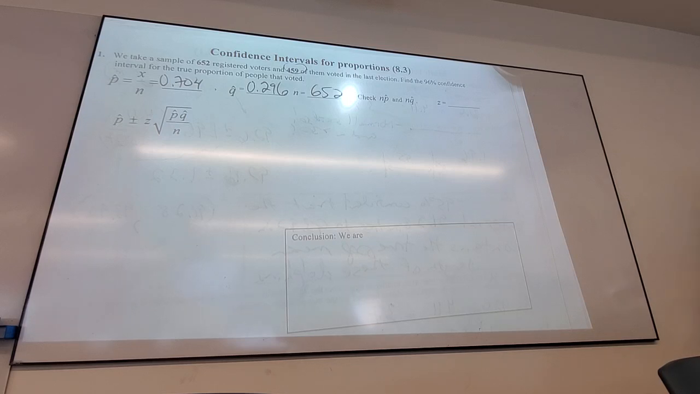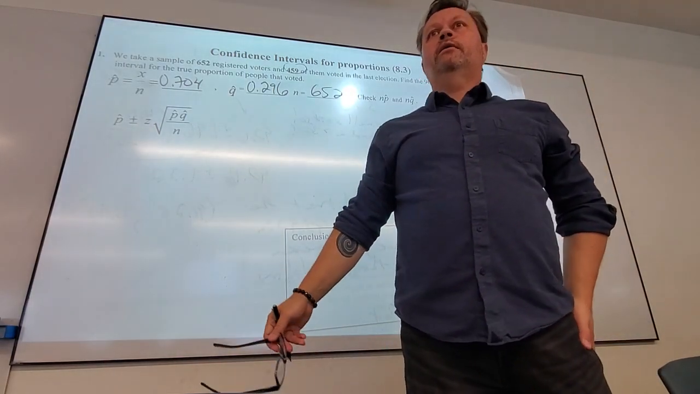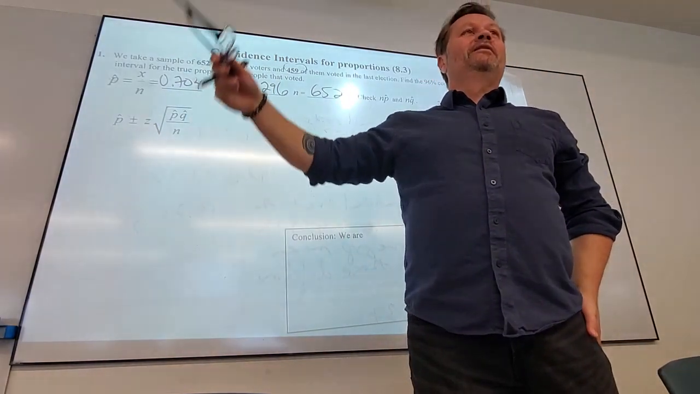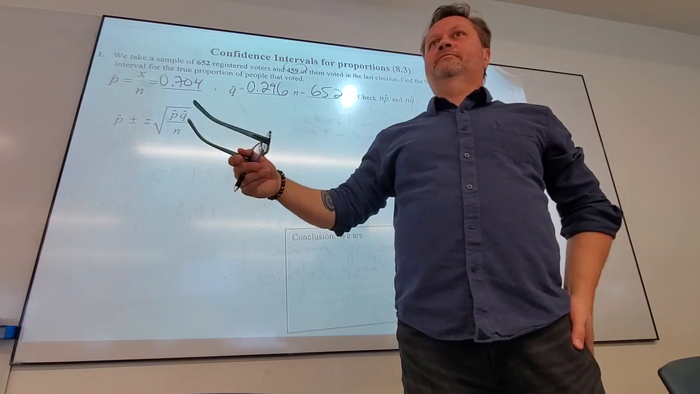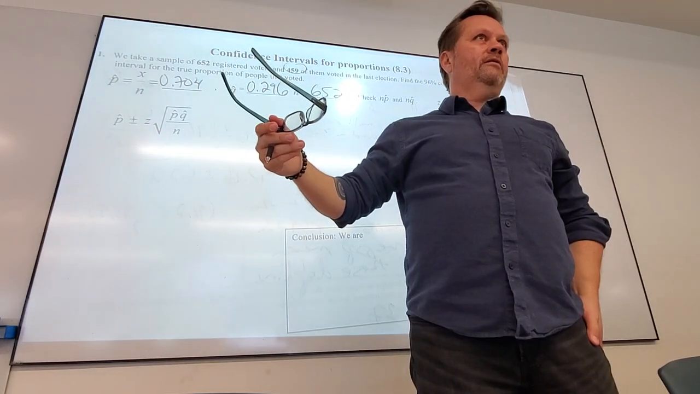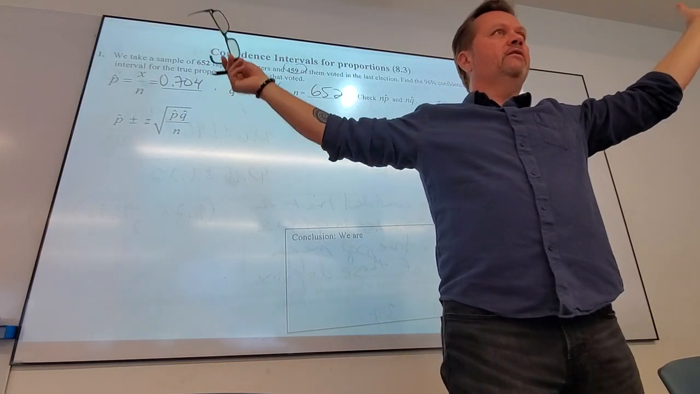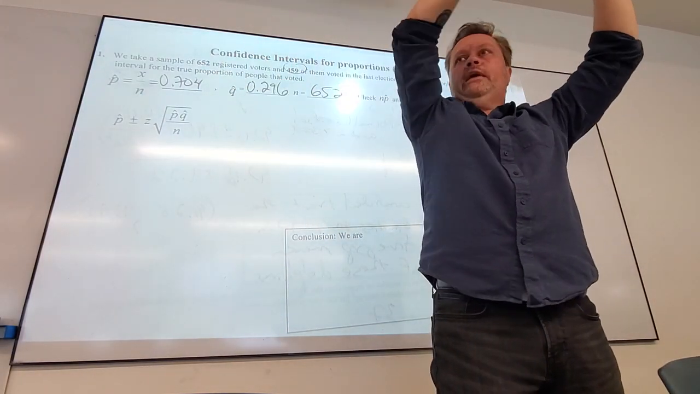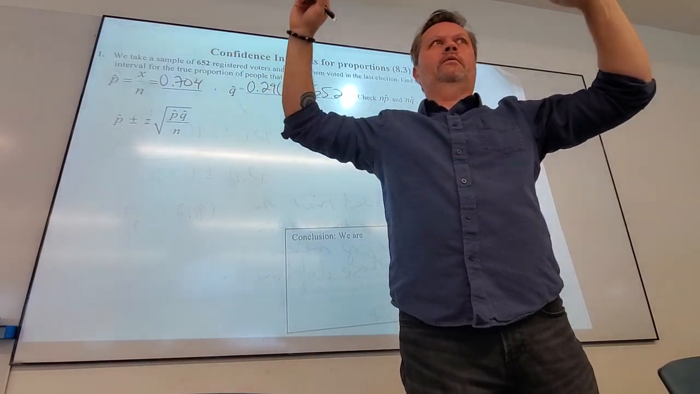So if I said I talked to 80 people and 14 of them like lasagna, what's p hat? 14 divided by 80. 14 out of 80 did something. Okay.